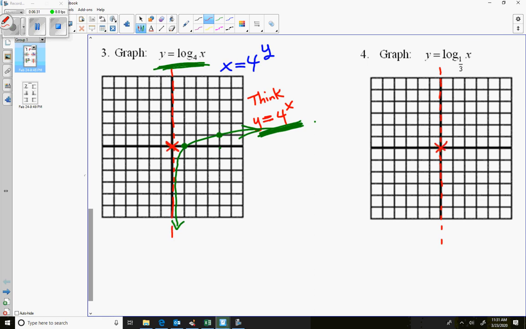Now, whereas my exponential graph would have started at the point 0, 1, that means my log graph is going to be at the point 1, 0. Now, the exponential graph then went left 1, up 3. So negative 1, comma 3. That's my ordered pair. Switch x and y, that means my logarithmic graph is going to be 3, comma negative 1 as the ordered pair. So it's going to be that point right there.